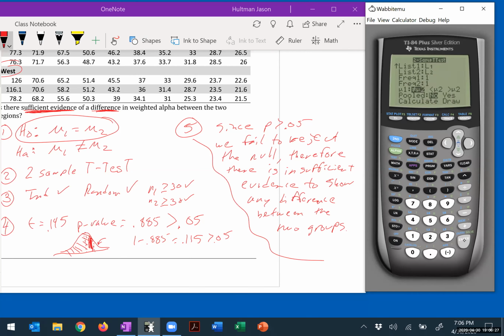Okay, hit calculate. Boom. So the average for the first group, this is kind of interesting, was 46.96. The average for the second group was 46.05. That's kind of cool.